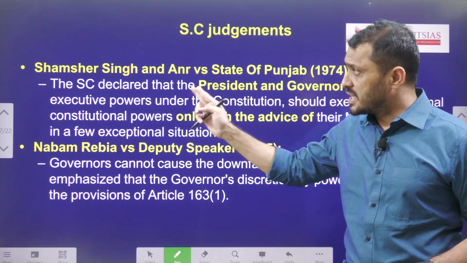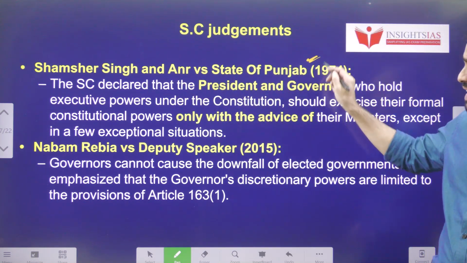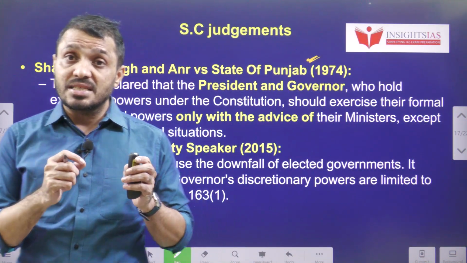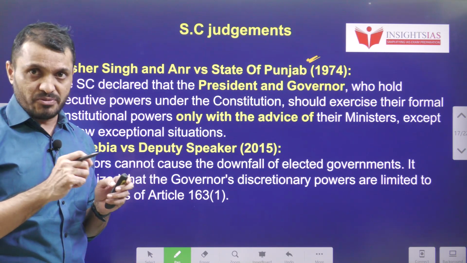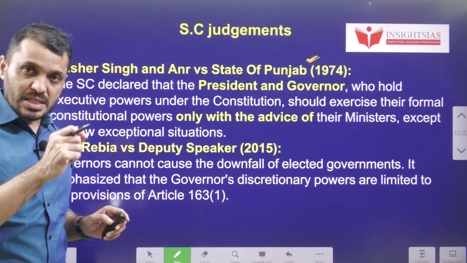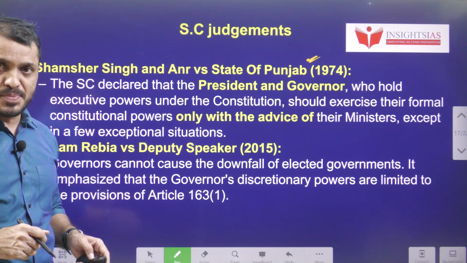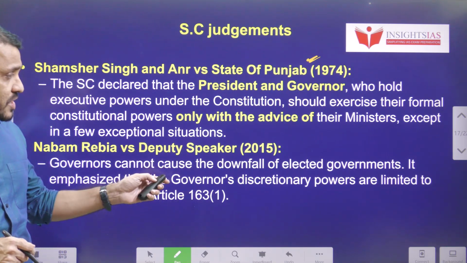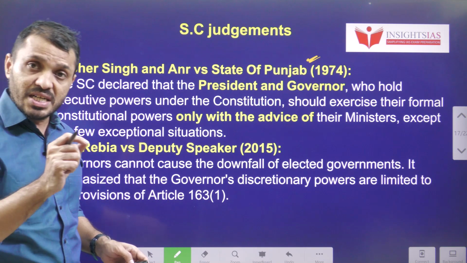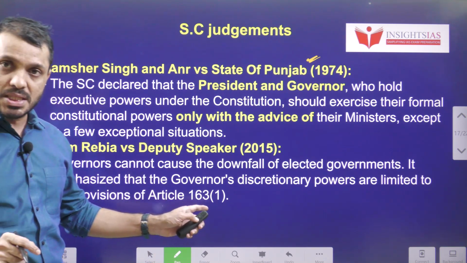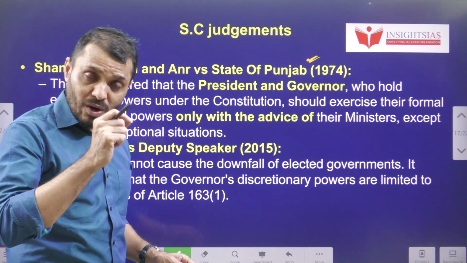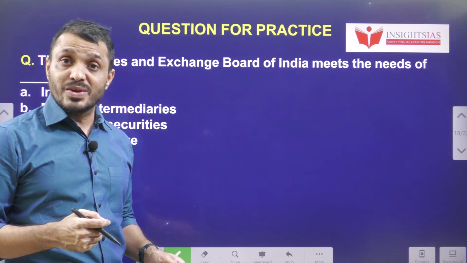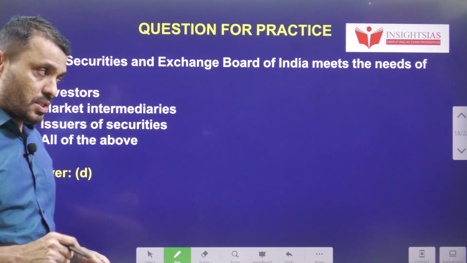The Supreme Court observed in the case of Shamsher Singh versus State of Punjab, 1974, that whether it may be the President or governor, they have to exercise their executive power only on the advice of the Council of Ministers. Of course, the same judgment was supported in the case of Nabam Rebia versus Deputy Speaker in 2015. In this case also, the Supreme Court clearly mentioned that the governor cannot use discretionary powers, and the governor's discretionary powers are limited only to Article 163 clause 1. That means whatever advice is given by the Council of Ministers can be referred back to the Council of Ministers only once. If the same advice is given back, then the governor is bound by that advice.